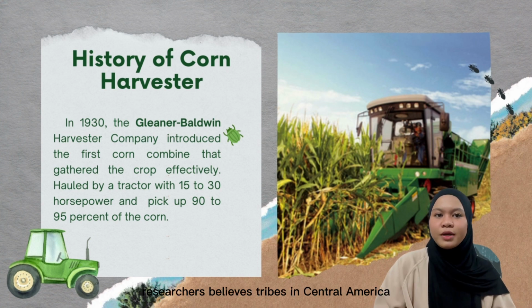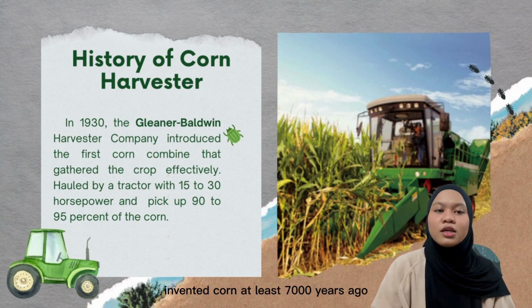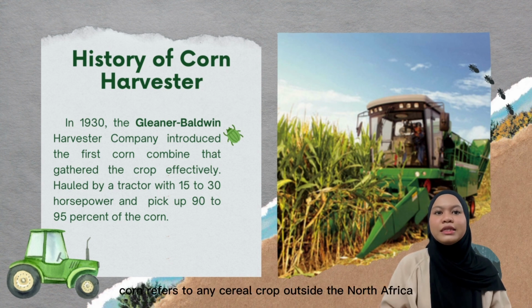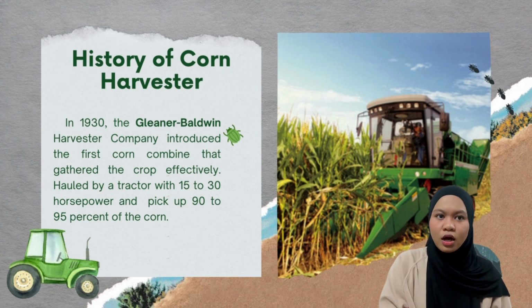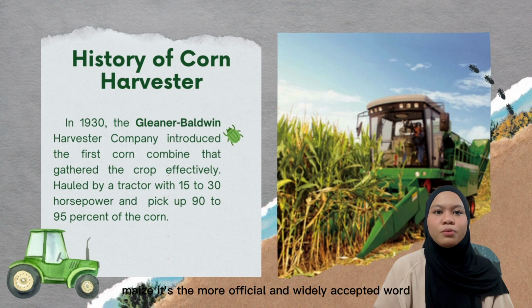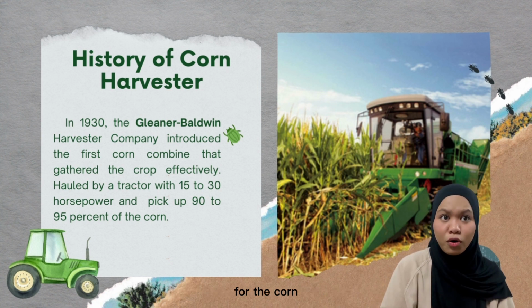Researchers believe tribes in Central America invented corn at least 7,000 years ago. Corn refers to any cereal crop outside North Africa, America, Australia and New Zealand. Maize is the more official and widely accepted word for corn.